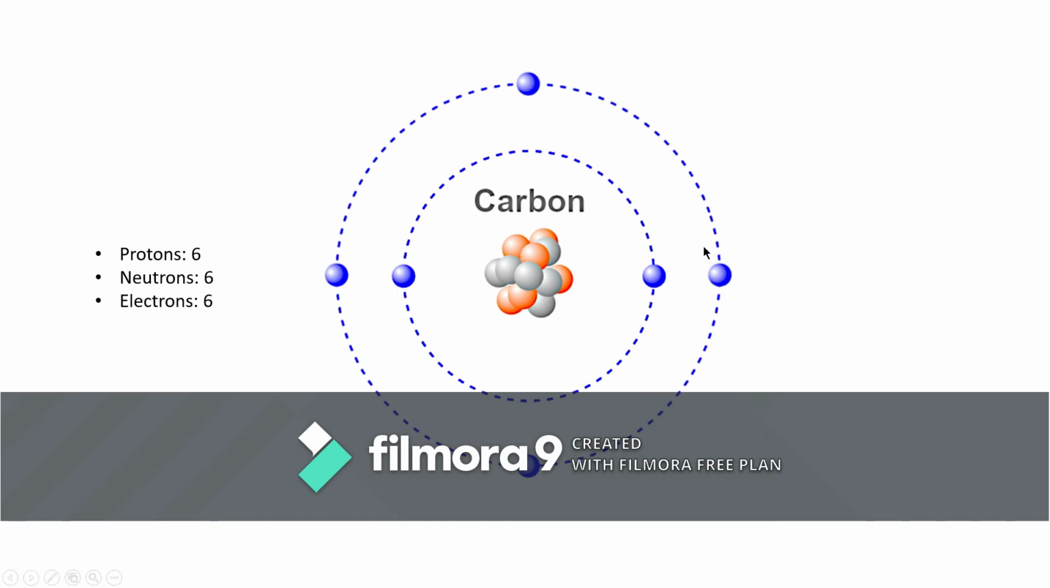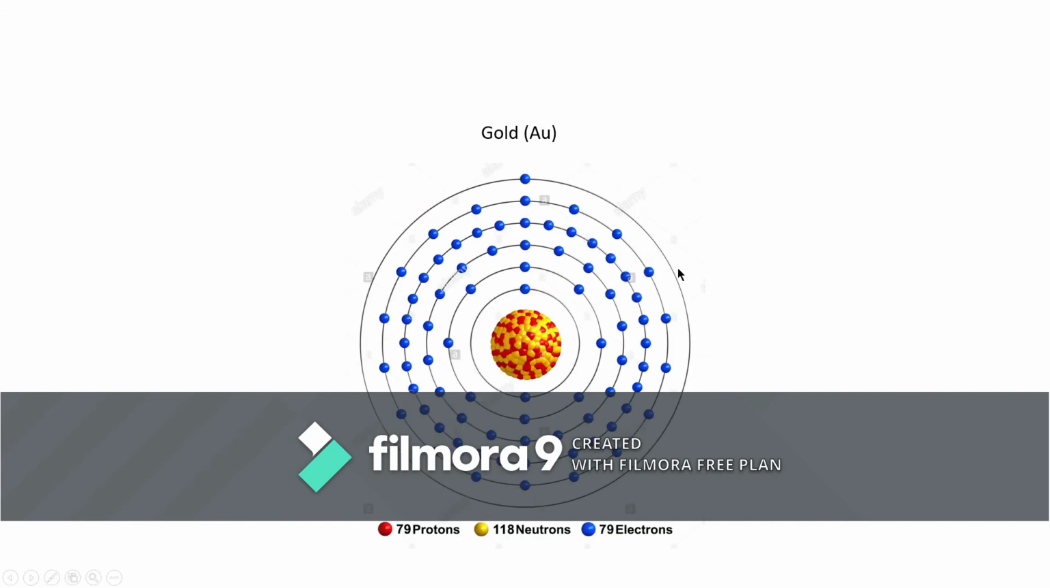So right here on the outer parts, you have the electrons. As you can see, you have 6. And in the inside, which is called the nucleus, you will have 6 protons and 6 neutrons, making it a carbon-12 atom, which is the most basic that you will see. The next one would be gold. As you can see, it has 79 electrons and 79 protons, making it neutral, and 118 neutrons.